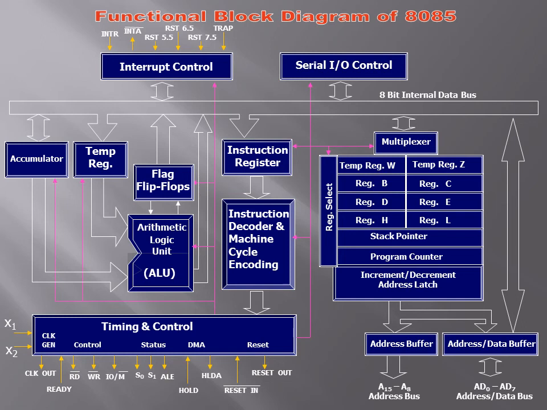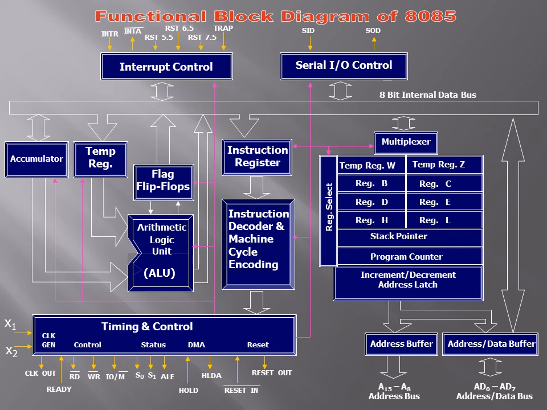Then the last device we have to mention is serial input and output control. That means it has serial data processing inside the chip. So we can give direct serial data to the microprocessor through a signal called SID, and we can take out data from the microprocessor serially with the help of the pin called SOD, serial output data, and SID, serial input data.